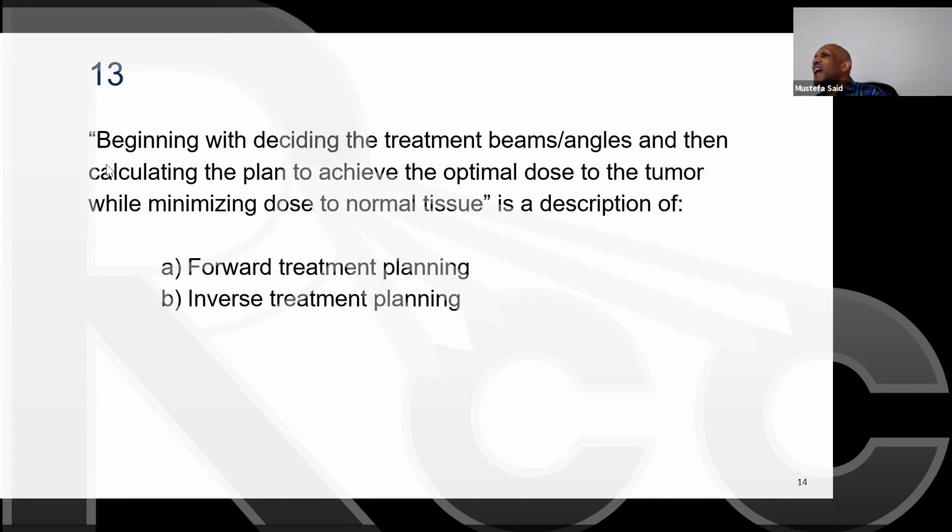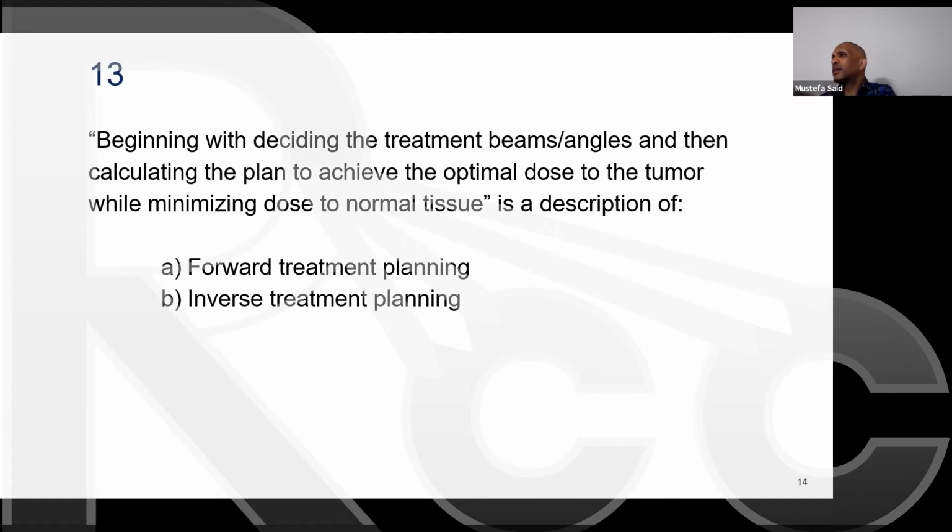Beginning with deciding the treatment beam angle and then calculating the plan to achieve the optimal dose to the tumor while minimizing the dose to normal tissue is described as: A, forward treatment planning, or B, inverse treatment planning. We got almost split half and half: 56% said A and 44% said B. The answer is A. Since there's a big division, I want to talk about it.